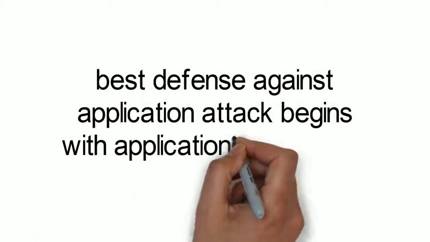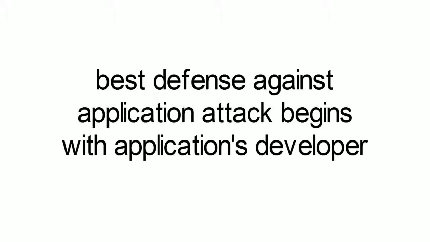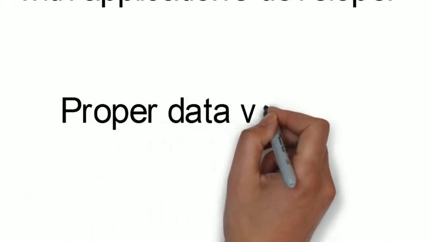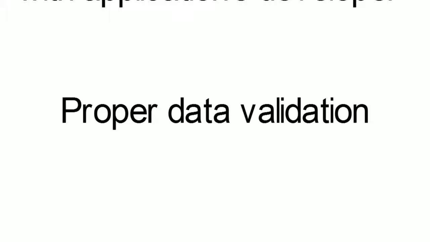The best defense against application attacks begins with the application's developer. Most attacks against applications involve exploiting outside input to the application. By using proper data validation techniques, application developers can stop most application attacks from succeeding. All data validation techniques should be thoroughly tested by the developer to ensure that they are effective. It is even advisable to have an unaffiliated person or organization attempt to bypass the validation techniques in order to increase the effectiveness of the testing.